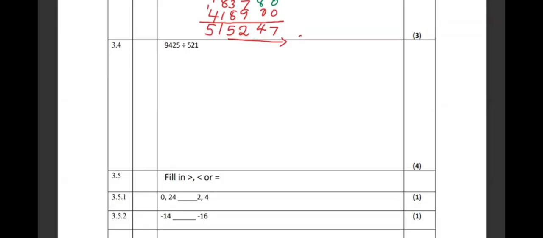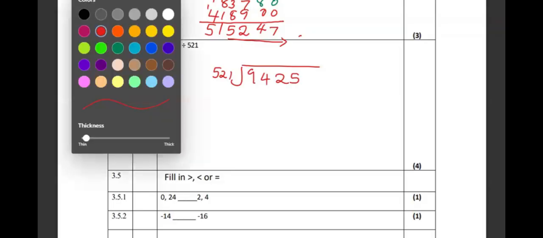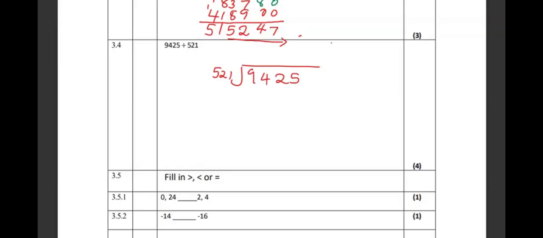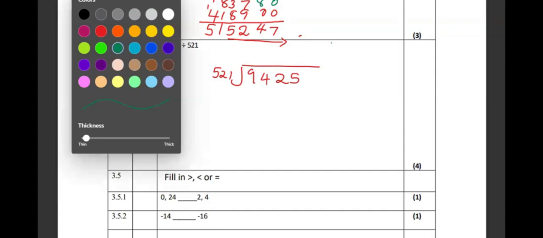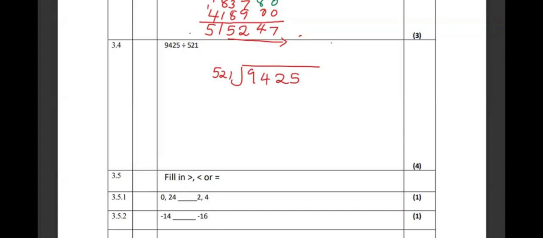Okay, so with the long division, I'll put the 9425 there. I'll have the 521 there. Okay, so you need to pay attention, and this method really needs order as far as the arrangement of the numbers. So your handwriting also plays a big role in answering this question.